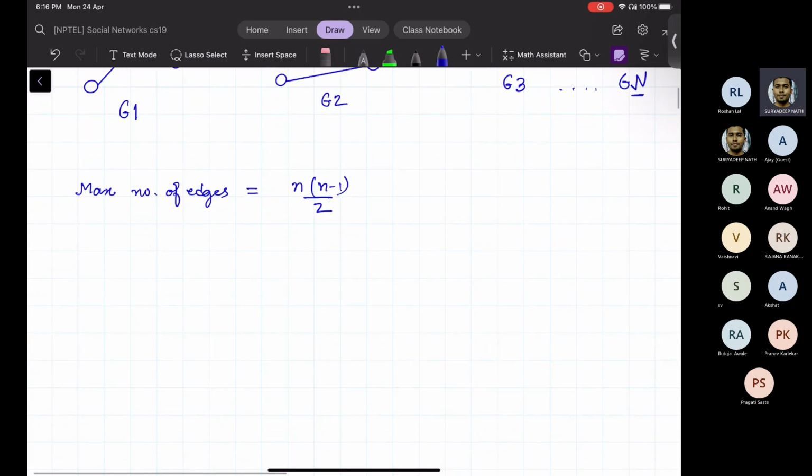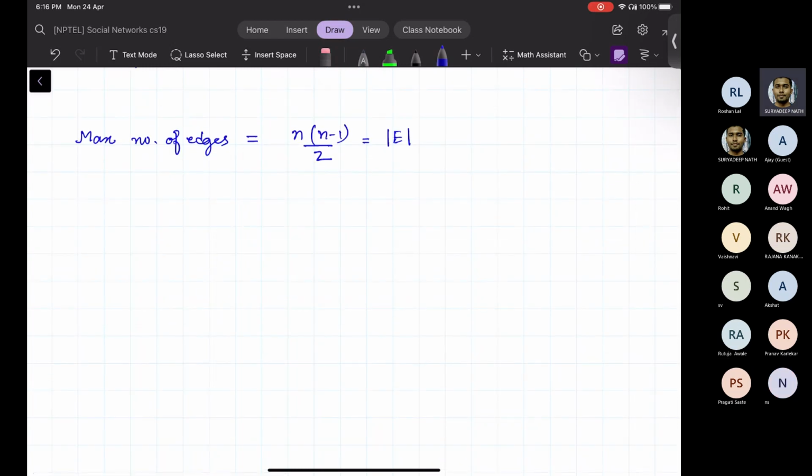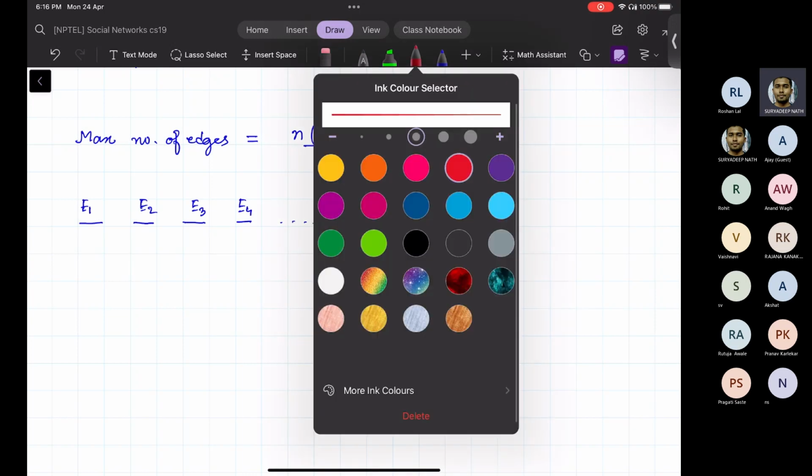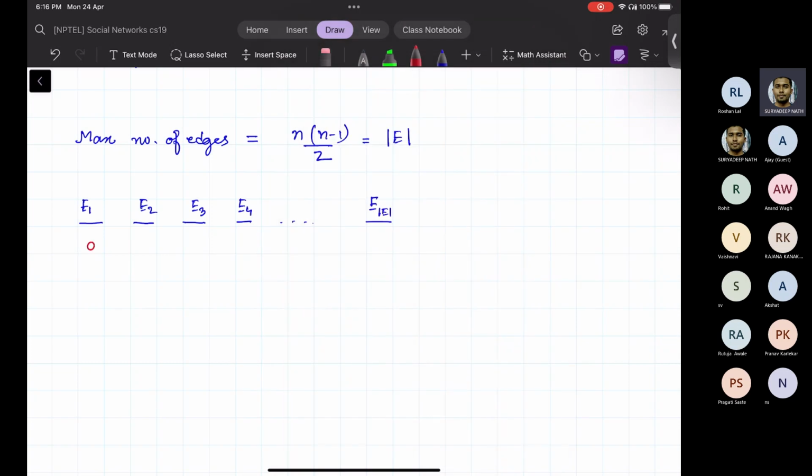Let us call this mod E. Now to create this graph, we line up the edges like this. Let's say we call it edge 1, edge 2, edge 3, edge 4, and this is the edge of the maximum number of edges that are present. What we have to do is, for each edge, 0 means we don't select it, and 1 means we select it. 0, 1, 0, 1, 0, 1, 0, 1. So for each edge, we take a decision whether to select it or not.